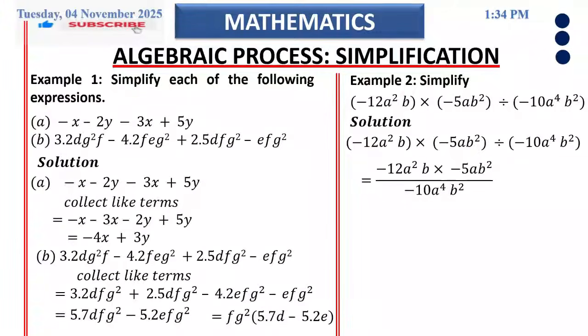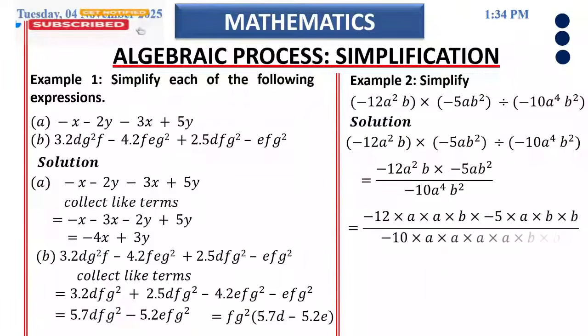You can apply the laws of indices as applicable, but beyond that, you can actually separate this into its fragment form, in which case minus 12a squared b is the same thing as minus 12 times a times a times b, and minus 5ab squared is the same thing as minus 5 times a times b times b, all over minus 10 times a times a times a times a, and the b squared there is b times b. So this is a very simple way to look at it.